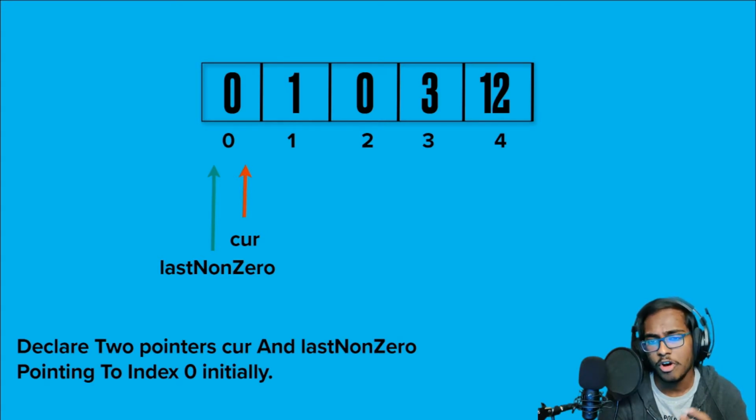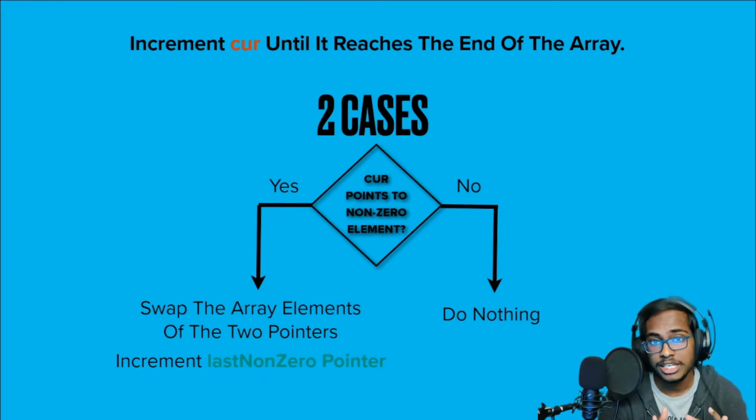Now you can ask a question, how do we know when to swap? That's easy. We have to keep incrementing cur until it reaches the end of the array, as explained. And now there'll be two cases. Let's say that cur points to 0. If it points to an index where the element is 0, then you simply do nothing. You just increment cur. Whereas if cur points to an index which does not contain a 0, in that case we are going to swap the array elements of the two pointers, namely cur and last non-zero. After that is done, we are going to increment the last non-zero pointer.